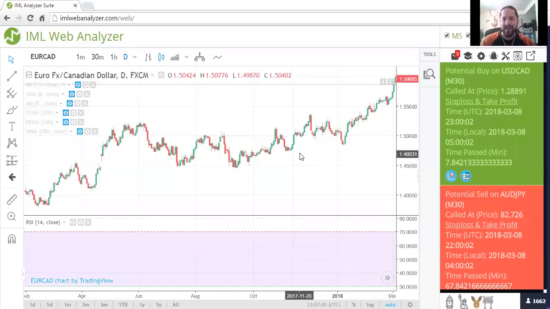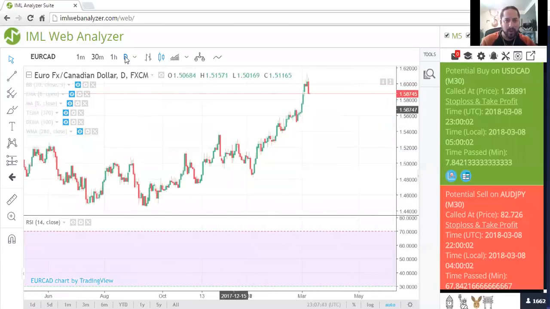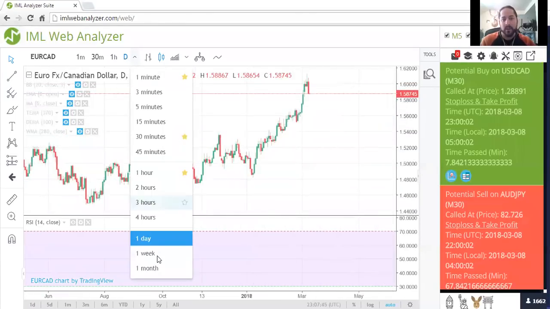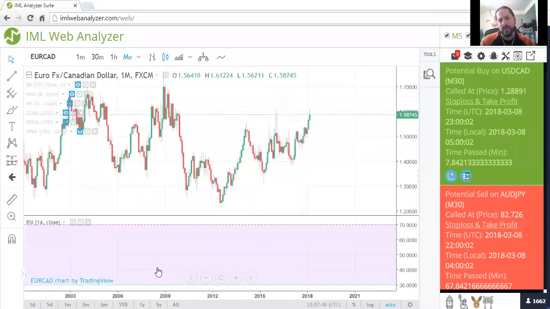So what we're looking at right now is the day chart, and I want to go to the monthly. Here's what I tell people. Anytime you get a signal, you want to analyze that pair starting from the highest time frame, the 1 month, and working yourself down to determine what the direction is going to be.